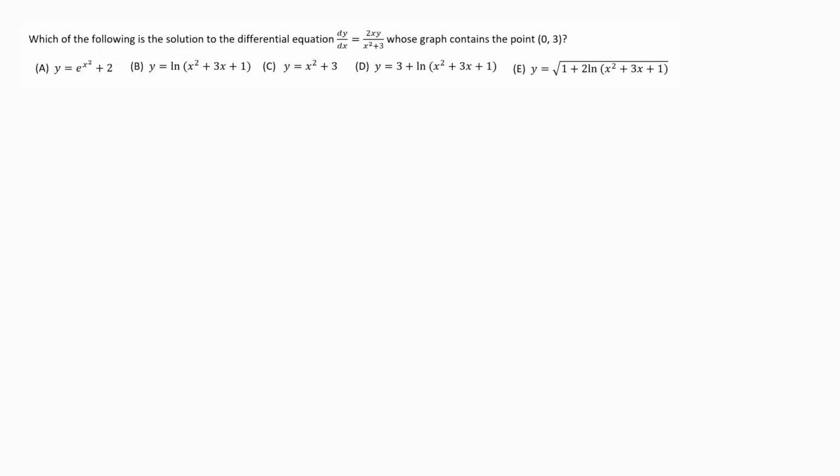Here we have a problem that's asking us which of the following is the solution to the differential equation. And then they give us this scary looking derivative here, dy/dx equals this huge equation. And it also has to contain this point (0, 3).